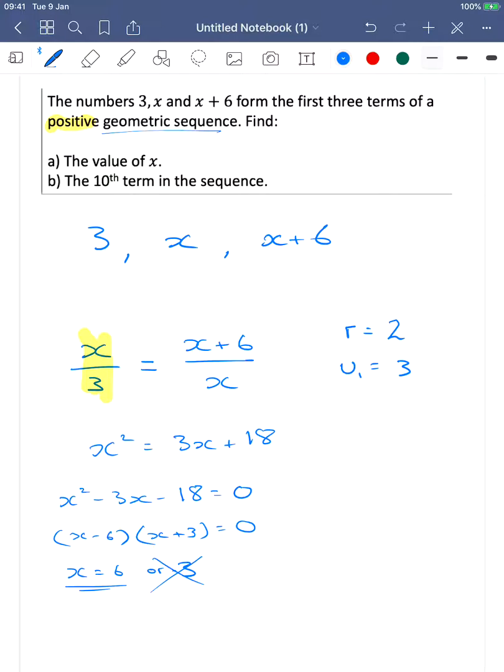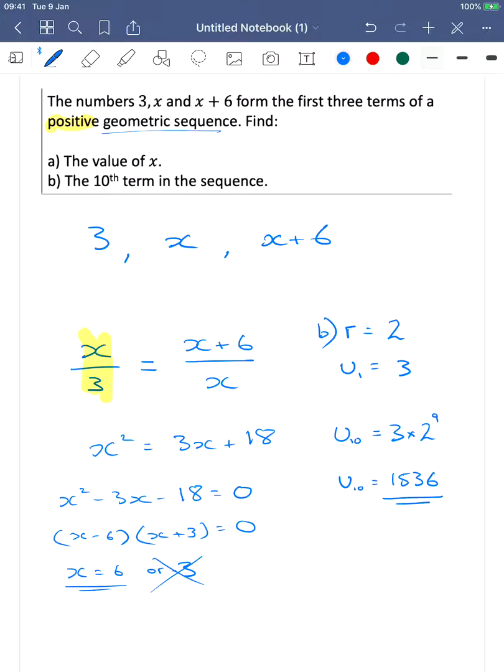So now if I'm answering part B here, I can say then u10 is equal to u1 times r to the power of n minus 1. Have I done that recently? Feels like a calculation that I did earlier. 3 times 2 to the power of 9 is 1536. So u10 is equal to 1536. And there's our answer done.